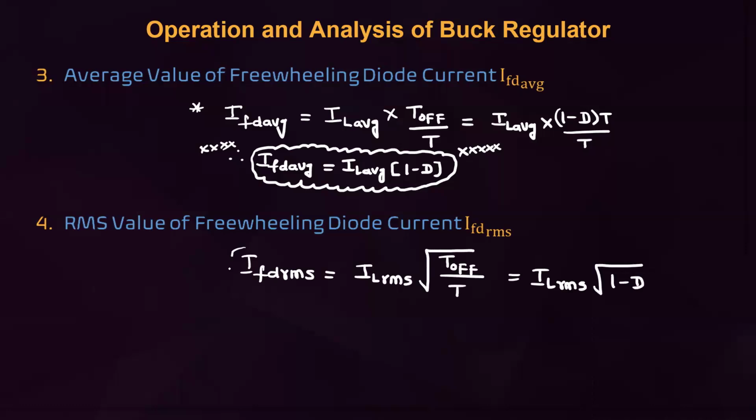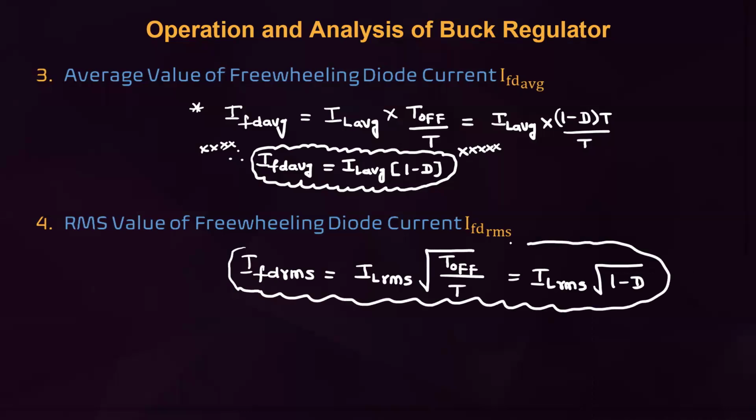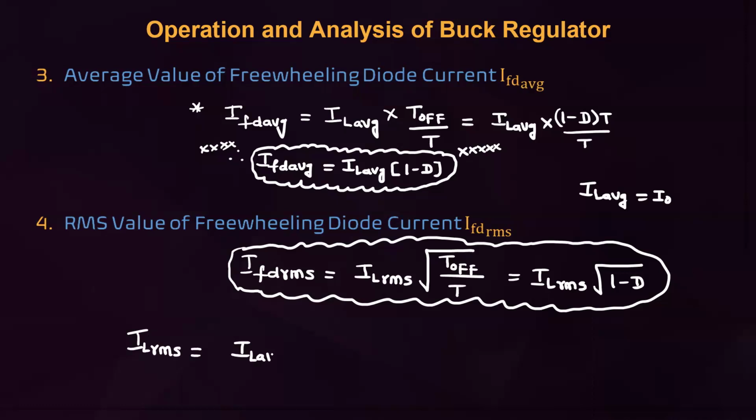But you have the doubt, sir. I know the IL average, what is IL average? Equal to I naught. But what is IL RMS? There is a derivation. I'm not giving the derivation directly. I'm writing IL RMS equal to square root of IL average square plus (delta IL by 2 root 3) whole square.